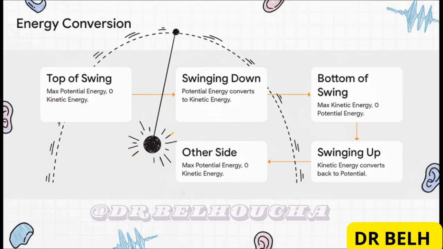At the very top of its swing, it hangs there for a split second, right? At that moment, all its energy is potential. It's stored up. Then, as it swings down, that potential energy starts converting into the energy of motion, kinetic energy. And right at the very bottom, when it's moving the fastest, that's maximum kinetic energy. It's just this beautiful, constant dance back and forth between the two.